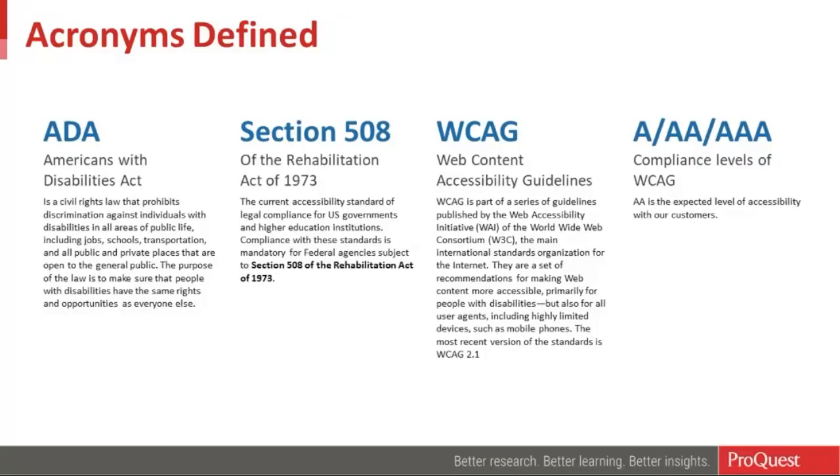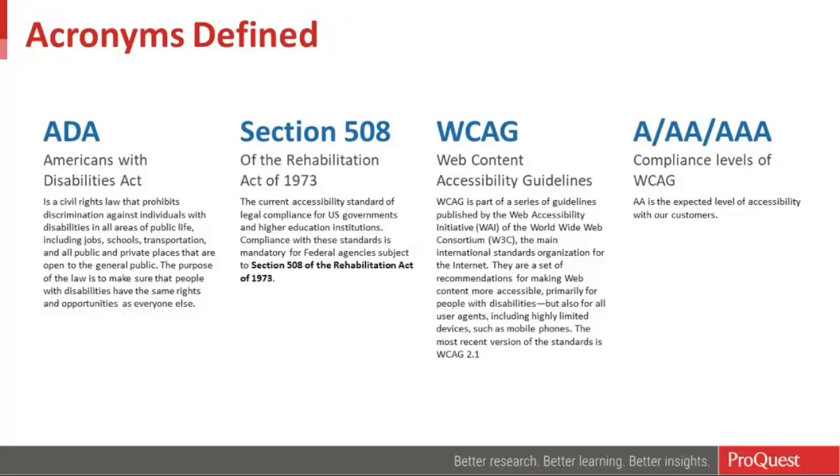So starting all the way at the beginning, the ADA, Americans with Disabilities Act, is obviously the civil rights law that prohibits discrimination against individuals with disabilities in all areas of public life. It's probably one of the ones that you're the most familiar with. You'll hear about Section 508 very frequently. That's from the Rehabilitation Act of 1973. And obviously, many governmental and higher educational institutions, I'm sure you're very familiar with that particular section and regulation.